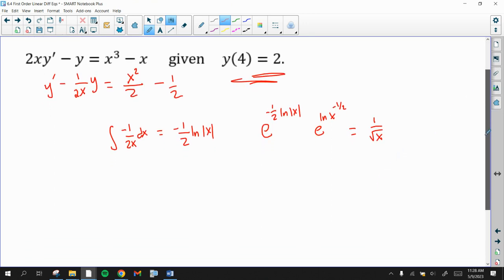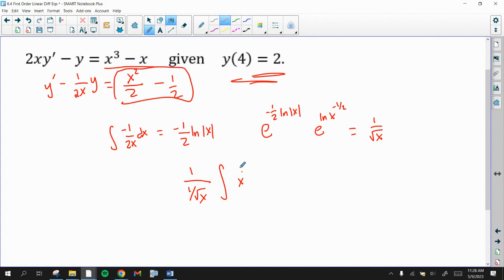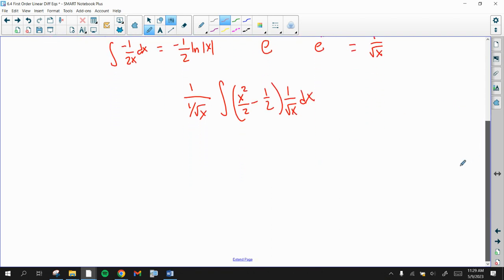So the solution is just now plugging this in. It would be 1 over that integrating factor times the integral of our cube part, which is x squared over 2 minus 1/2, times the integrating factor times dx. So now we're going to have to integrate this. Doesn't look too bad.